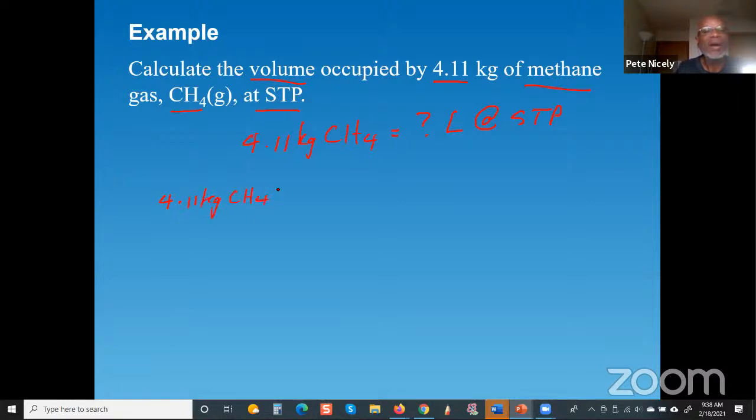So the first thing I would do is start off with 4.11 kilograms of the methane gas, and I will convert it to grams. So of course we know that 1 kilogram is equal to 1,000 grams. So I would put 1,000 grams of methane above and 1 kilogram of the same below, so that this will cancel out with this. And then the next conversion factor is where I would convert from grams of methane to moles of methane.